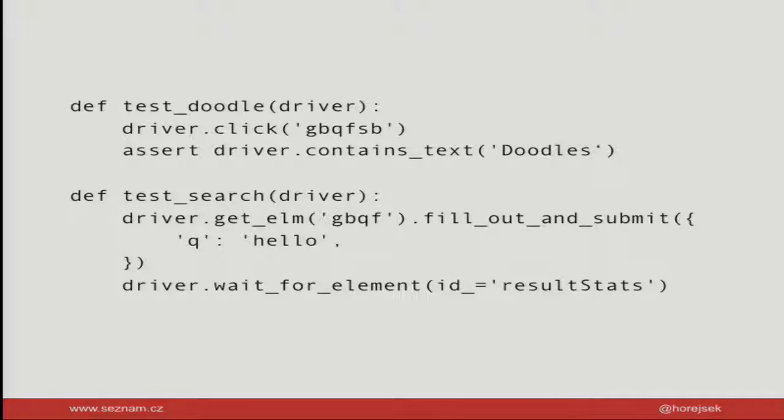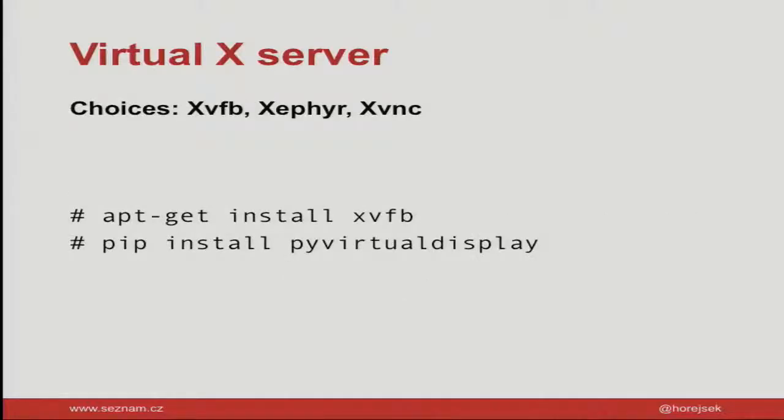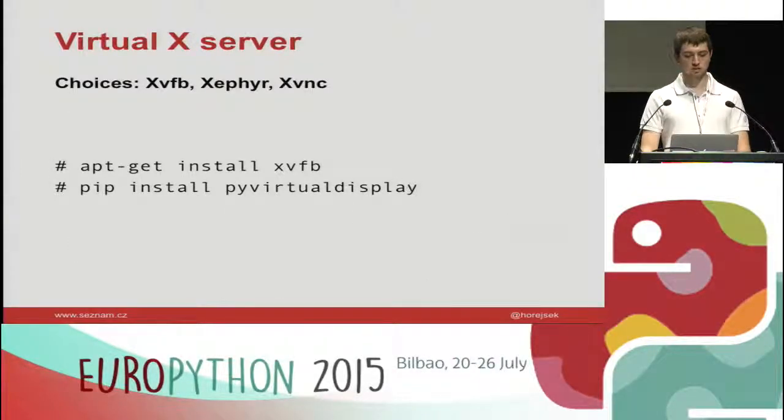But there is still one more thing, and it's that you don't have to run it on your laptop with an open browser. You don't always want to look at it, and you want to run it on a server without X server. It can be done on Debian. You can install PyVirtualDisplay. It's a Python client for X server backends. You can pick one of them which are shown in the slide.